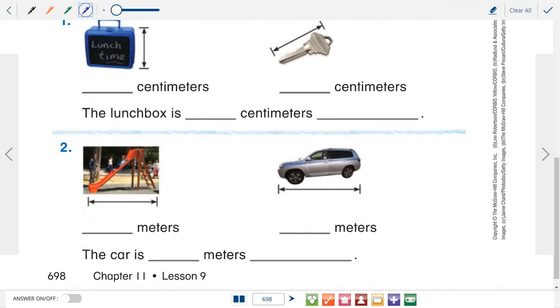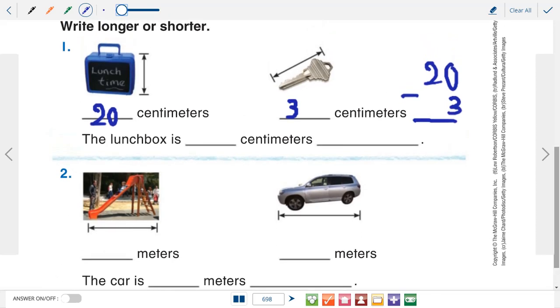Now the lunch box. Let's say that the length of the lunch box is about 20 centimeters. I estimated the numbers. And the key is about 3 centimeters. So the lunchbox is, after is, we're going to write the difference. So let's do the difference here. 20 minus 3. I'm going to use a different color to show you how we can do that.